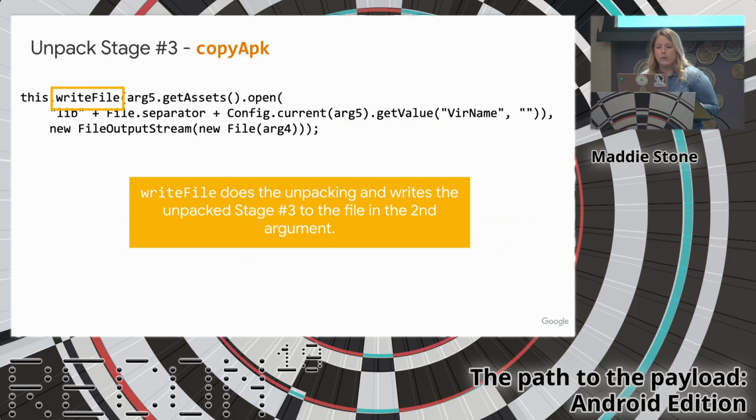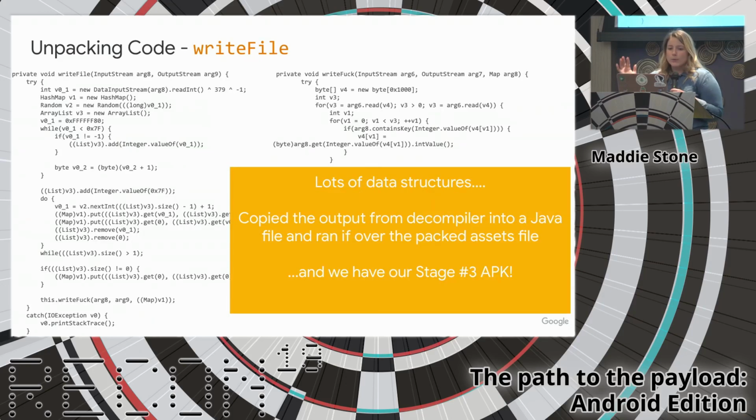So then we're going to actually unpack that and write it to the destination, which was the cache path. This was the whole thing. Sorry for the profanity. That's what they chose to use. But again, the Java is really nice in this regard, and it does make it smoother than if this had been written in native code, because once again, I copied from the decompiler, cleaned it up in a piece of code, and then just ran it over that file from the assets, and suddenly we had the stage 3 APK.